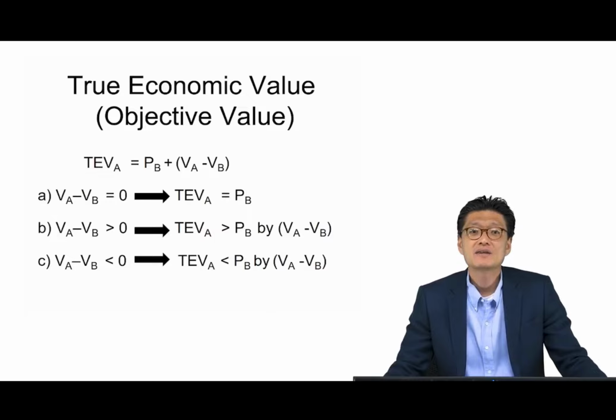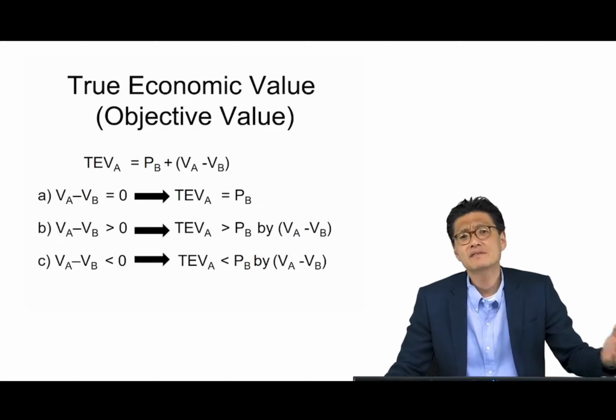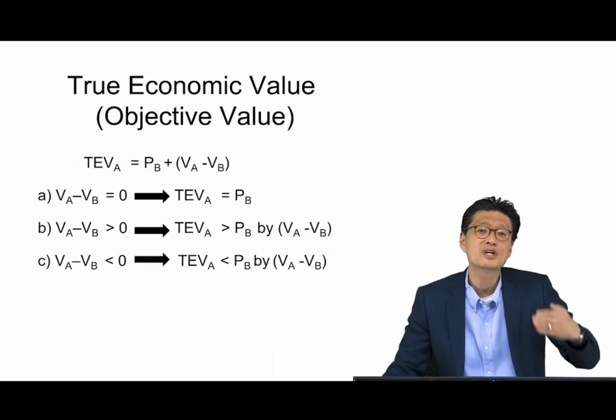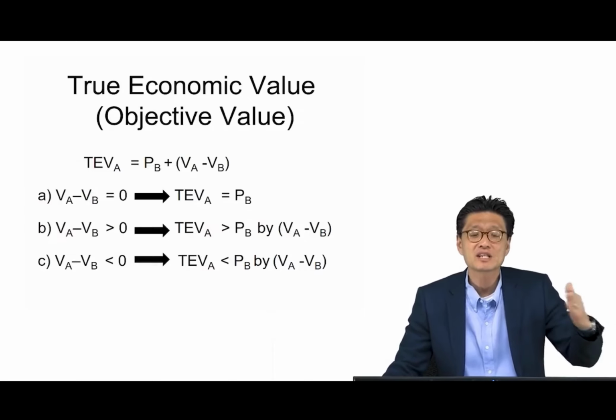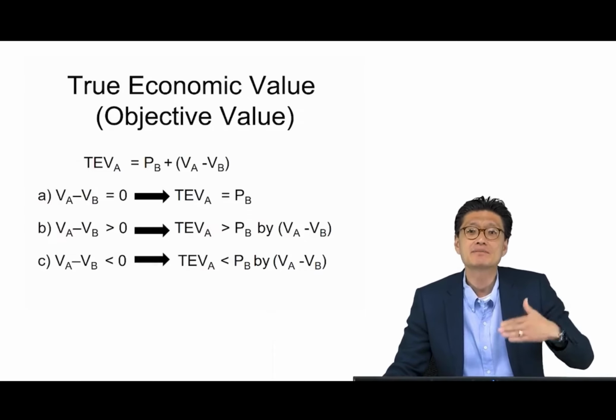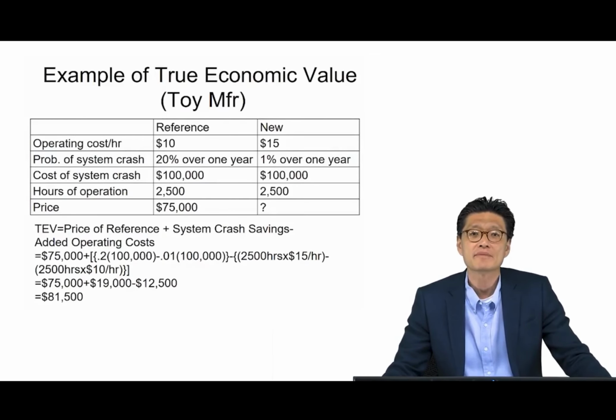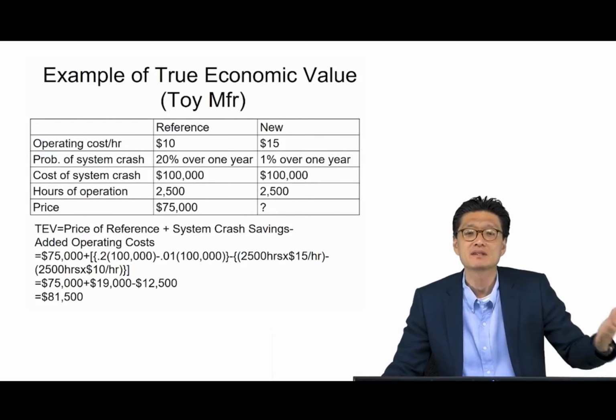So again, to recap, the TEVA is equal to PB plus VA minus VB. And we can think of the three different scenarios where the differential in value between A and B is equal to 0, greater than 0, or less than 0. Depending on which scenario you're in, the maximum price that you can charge will be slightly different. And typically it will be different by the differential in value, in which case it would be VA minus VB. So in the next two slides, let's take a look at an example to make this a little bit clearer.